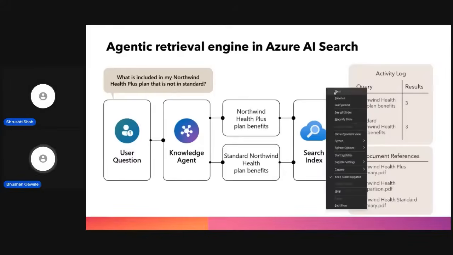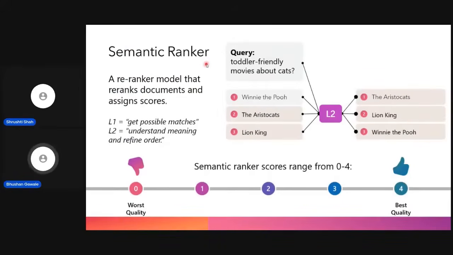Moving on. How the semantic ranker works is, again, the concept is very easy. L1 is get possible matches, which is what your AI Search will ensure. This is the service feature, so you don't really have to do anything. L2 is an additional feature, which is to understand meaning and then refine the order of the response. It's a paid feature, but because agentic retrieval is currently in public preview, you won't get charged for it. But I think things will change. The semantic ranker is usually a paid feature that sits on top of your Azure AI Search. As you can see in the example, the query we are asking is toddler-friendly movies about cats. Again, a complex question here.